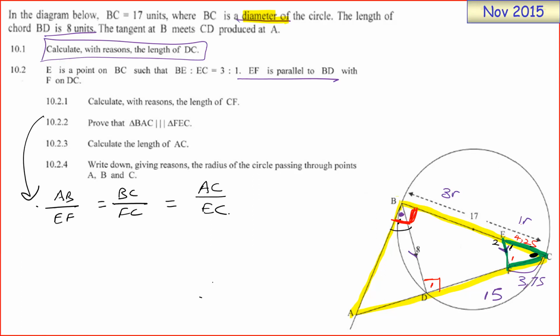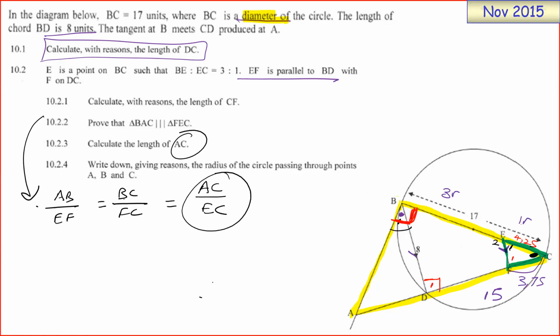Are you happy? Now they want us to find AC. Which ratio has AC? So definitely you have to use that, am I right? AC to EC. Yes, sir. Now let's see what else we know. Do we know what AB is? No, sir. Let's go to the next one.